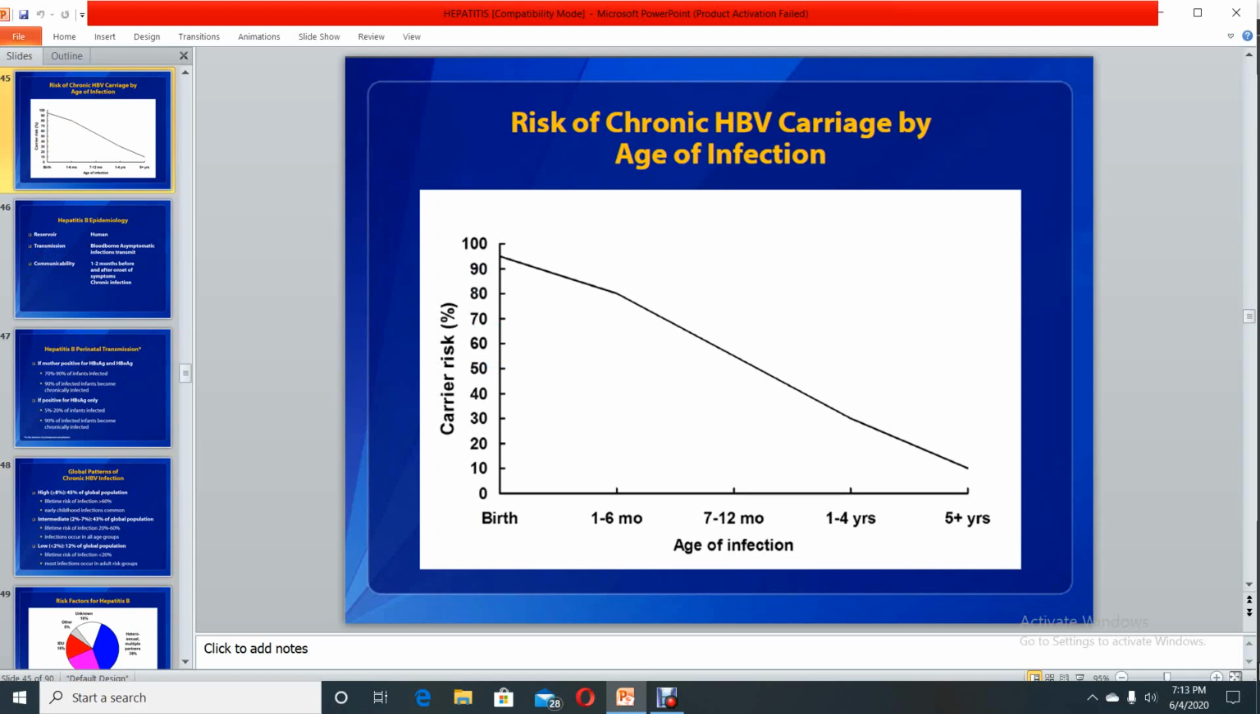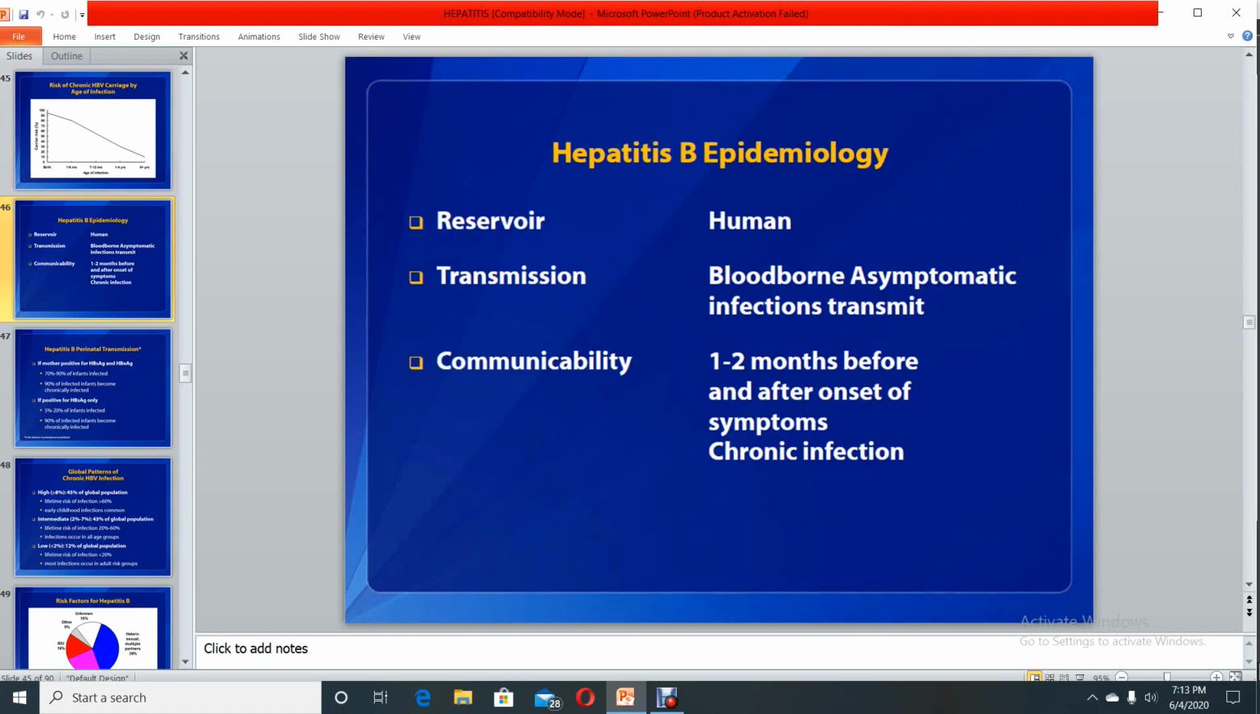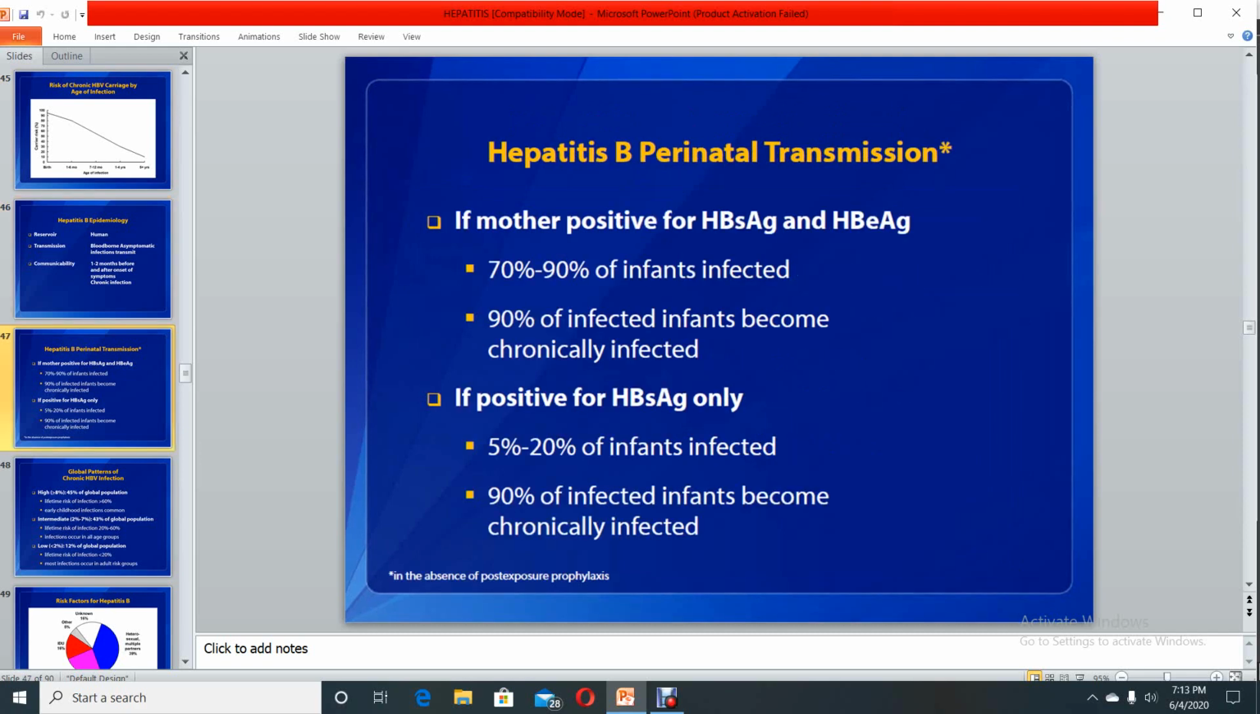So as the age grows, the disease chronicity and the complications are more as the age grows. Reservoir is human in this case, not animals. You cannot say that you got it from your animals; this is not a zoonotic disease.